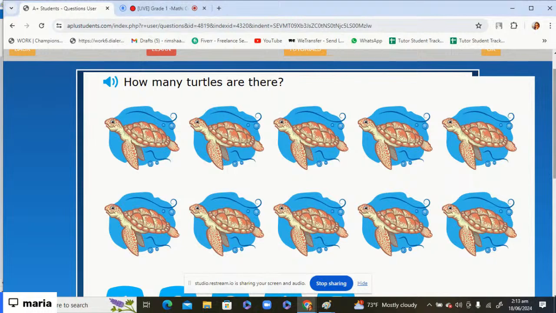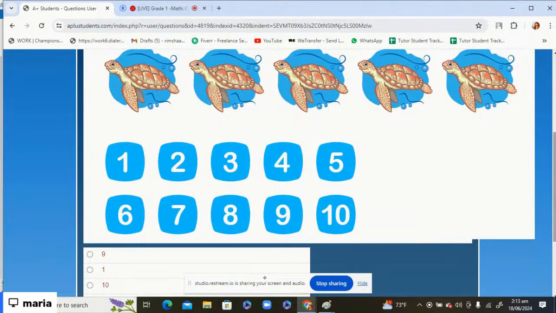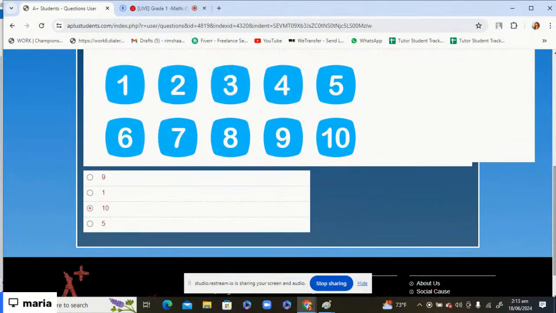Count it, you all, and then tell me. Yeah, it's 10. Look, 1, 2, 3, 4, 5, 6, 7, 8, 9, and it's 10. So we can see that it's 10. Okay, when we count, the total is 10.